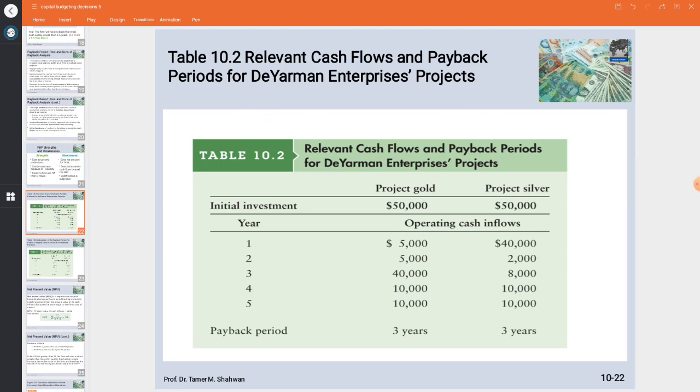Most of its cash inflows, which is 40,000, occurred at the end of the first year, which is a little bit earlier than Project Gold. But if you depend on just the payback period, you are going to assume that both of them are the same, and this is totally incorrect.